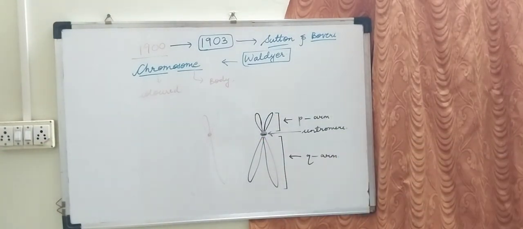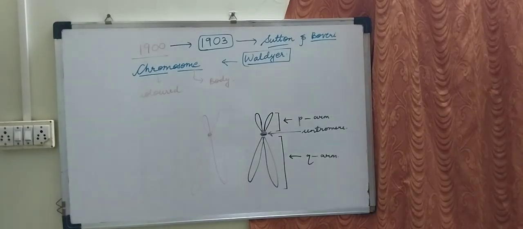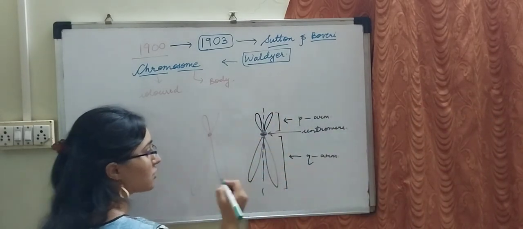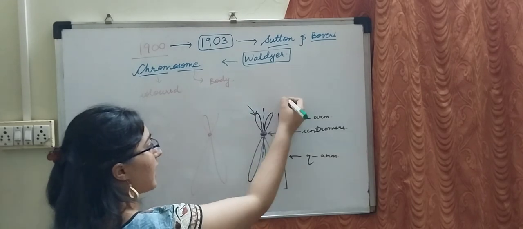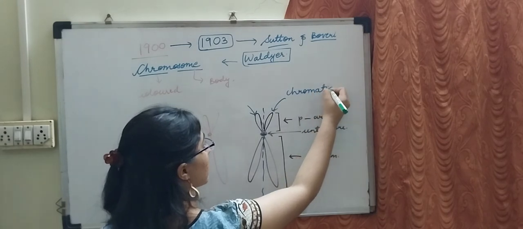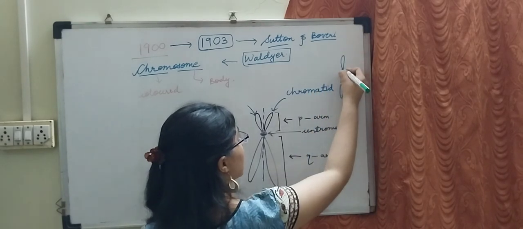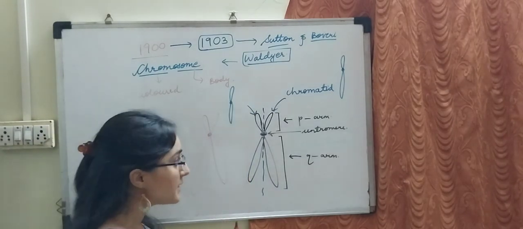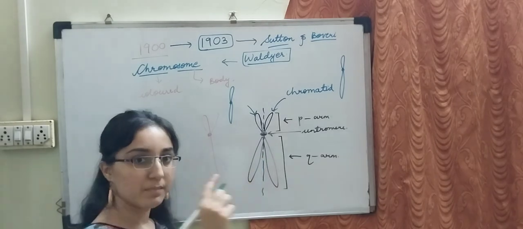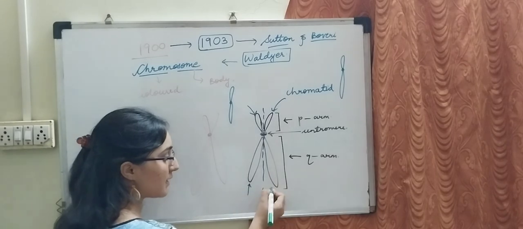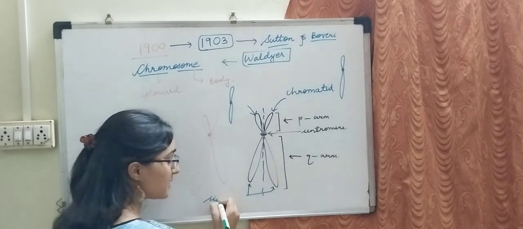Okay? So this was about what the centromere is. If you take half of this, you will get one chromatid and a second chromatid. It will be like this. Since they are both attached together by one centromere, we call these two chromatids sister chromatids.